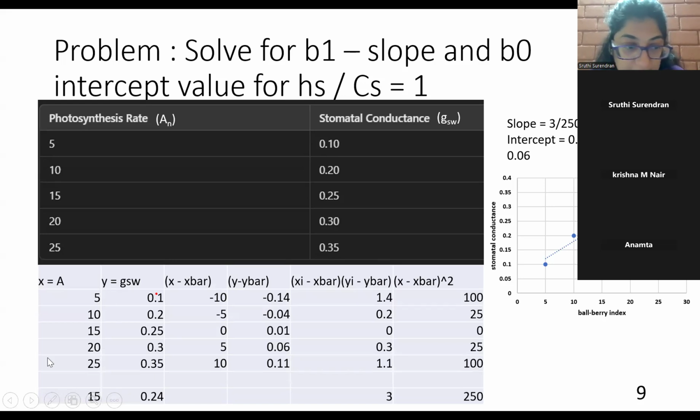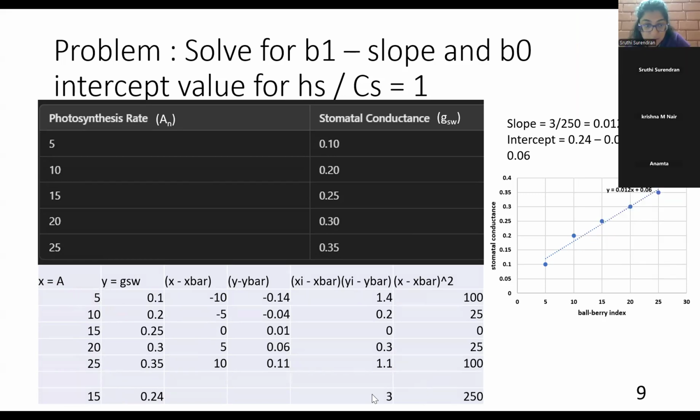So when you do it in Excel like this, we have the x-axis as 5, 10, 15, 20, and 25. We'll find the average of this, which is equal to 15. I think more than this, it's better to share the Excel sheet. So I'll just share the Excel sheet.